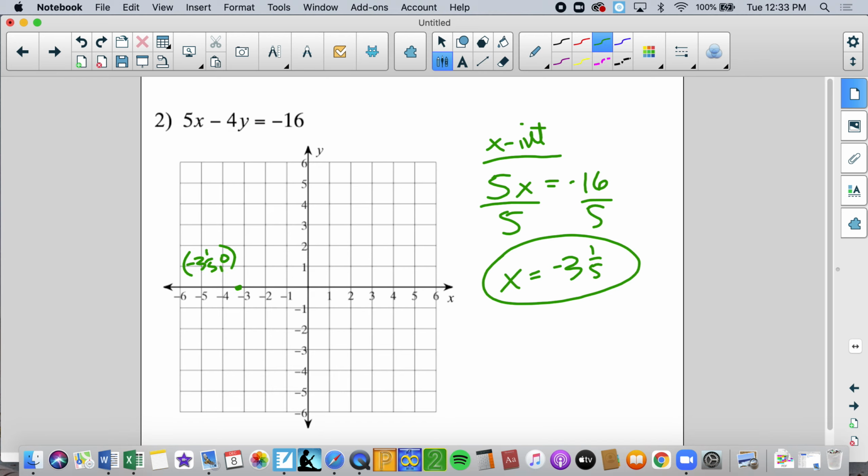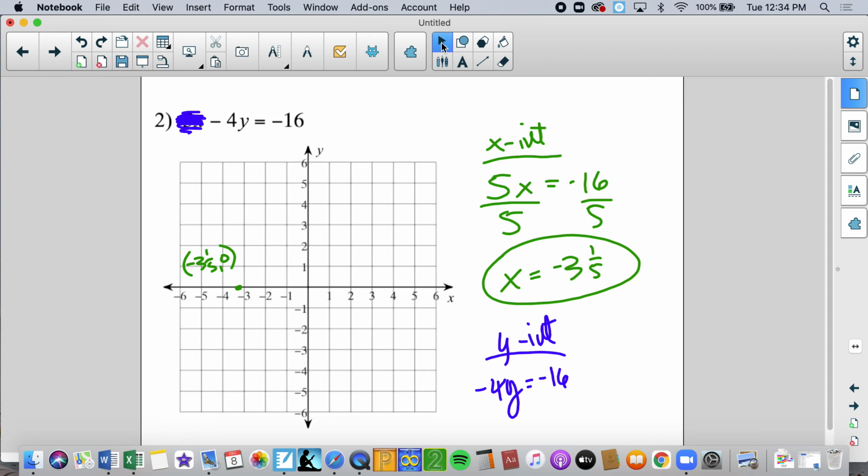Now when we want to find the y-intercept, we'll do it with blue, stay consistent, we cover up the x. So when we want to find the y-intercept, you cover up the x and you write the equation negative 4y equals negative 16. Oh, look at that. Didn't mean to do that one.